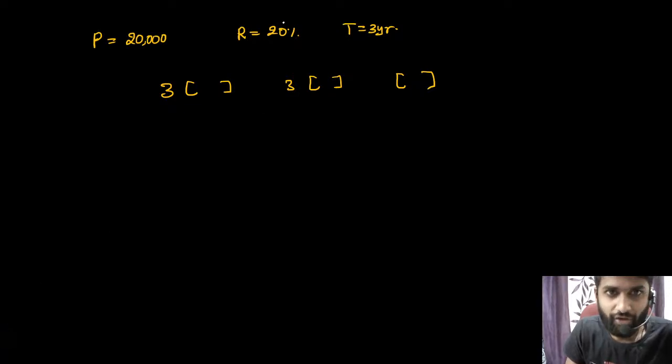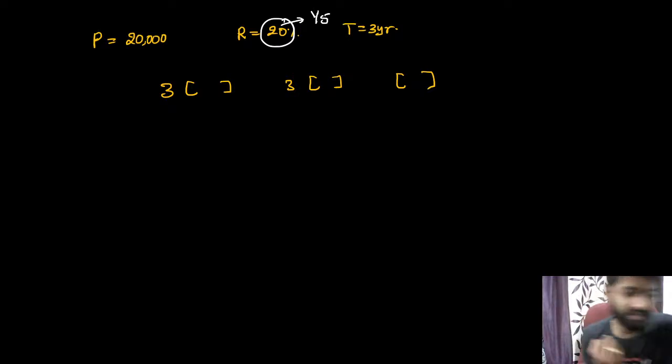Now what is 20%? First of all, convert the 20% value. What is the 20% value? 1 by 5. 20% is exactly equal to 1 by 5. Now 1 by 5th of 20,000, the value becomes 4,000. Now you can write the first box is equal to 4,000.